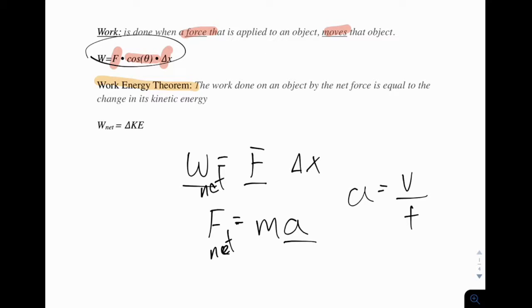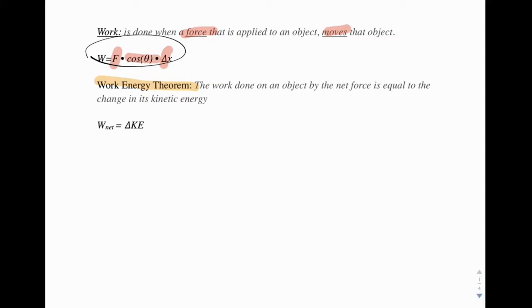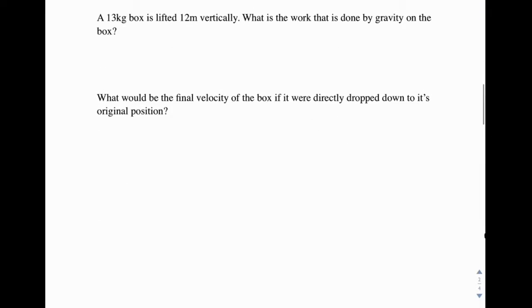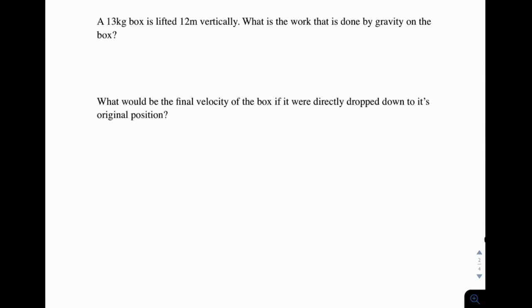So again, the work energy theorem is the idea that the work done on an object by the net force is equal to the change in kinetic energy. And that's because if you have a net force, you have acceleration. And if you have an acceleration, you have a change in velocity or speed, meaning that you have a change in kinetic energy. So that is how the work energy theorem plays out. And I'm hoping that we can go over some examples here together that will further discuss not just work, but also the work energy theorem.